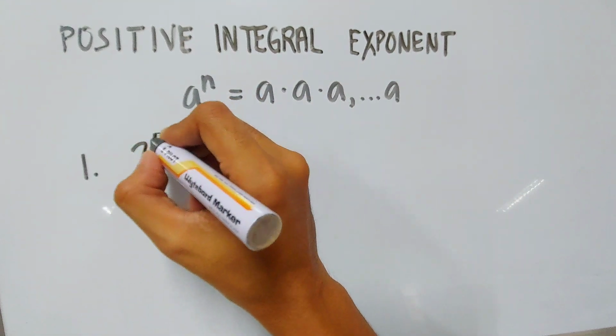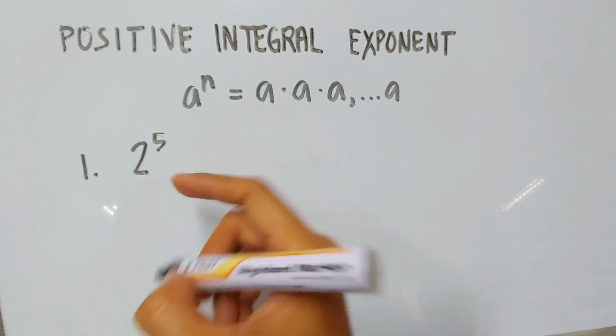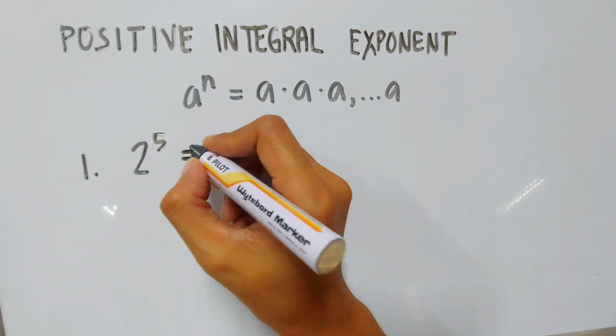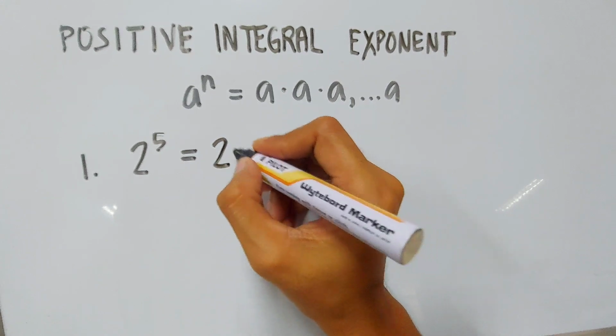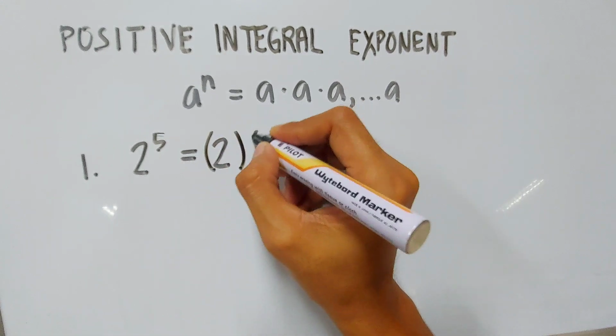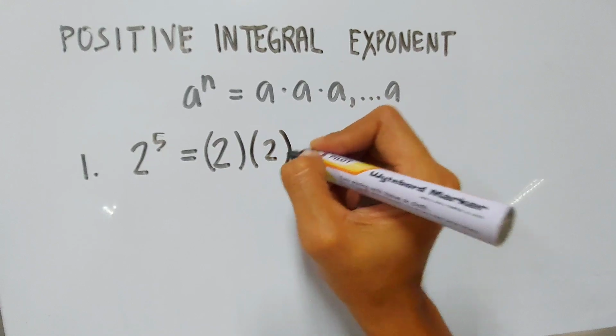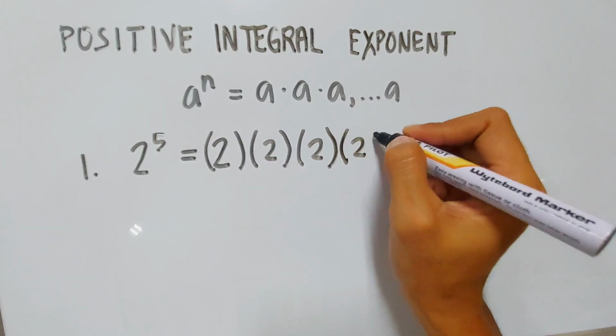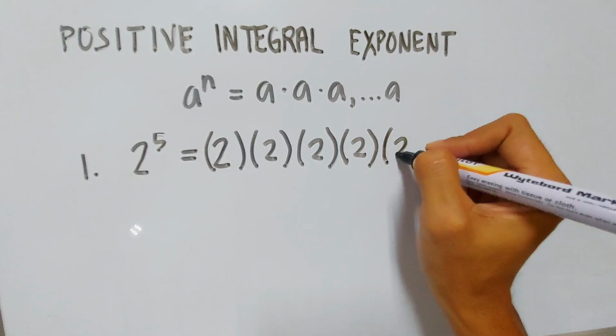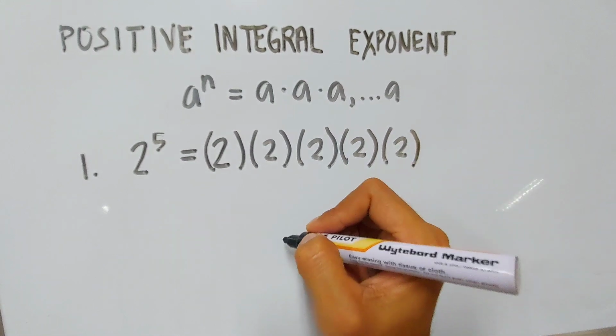Example, 2 raised to 5. So, 2 raised to 5, we need to get the expanded form. 2 times 2 times 2 times 2 times 2. So, 5 yan, 5 2.